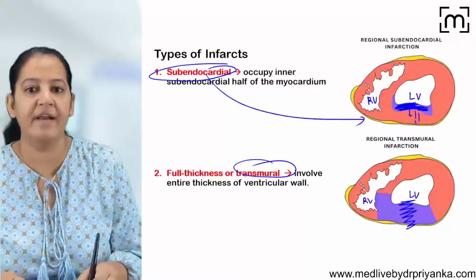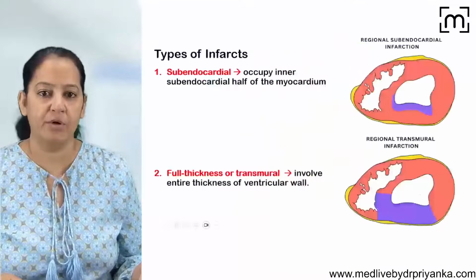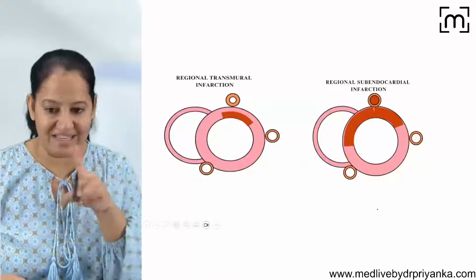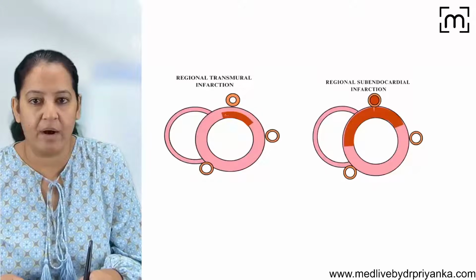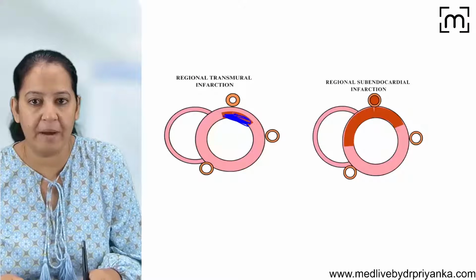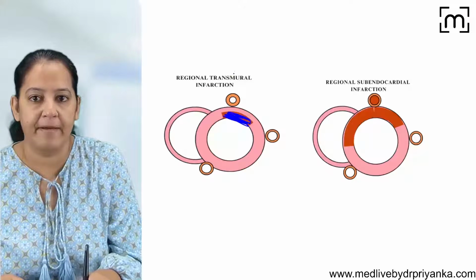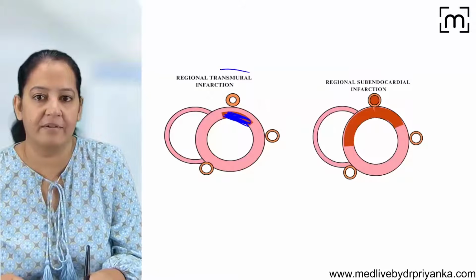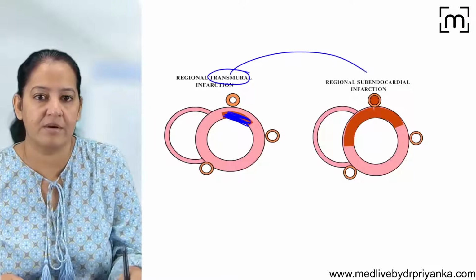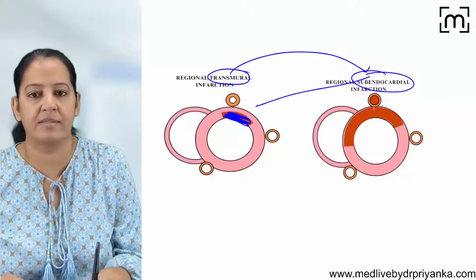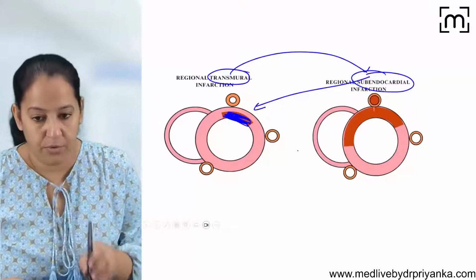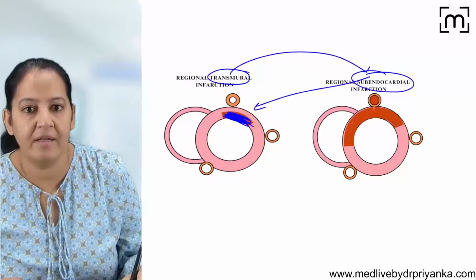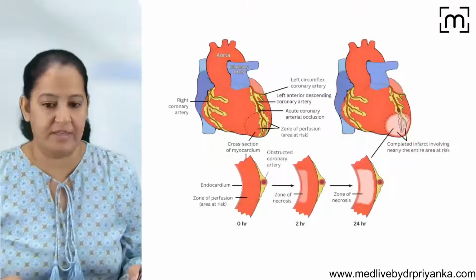So subendocardial and transmural. I will show you a video also. You can see the same thing here. This is subendocardial, only the inner portion of the myocardium is infarcted. And this one is transmural. The labeling is opposite: this one is transmural and this one is subendocardial. You can see this one is subendocardial and this one is transmural, the full thickness infarct.